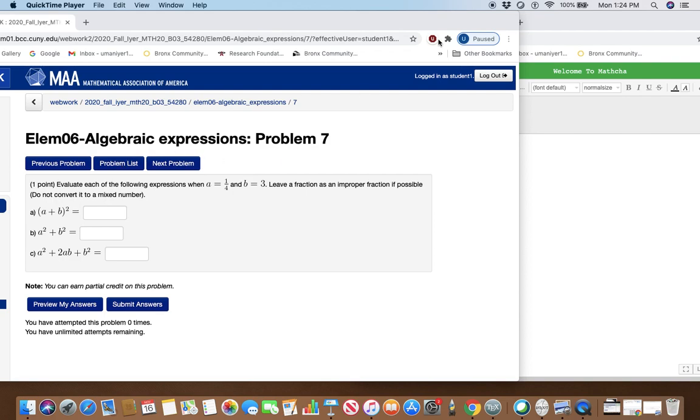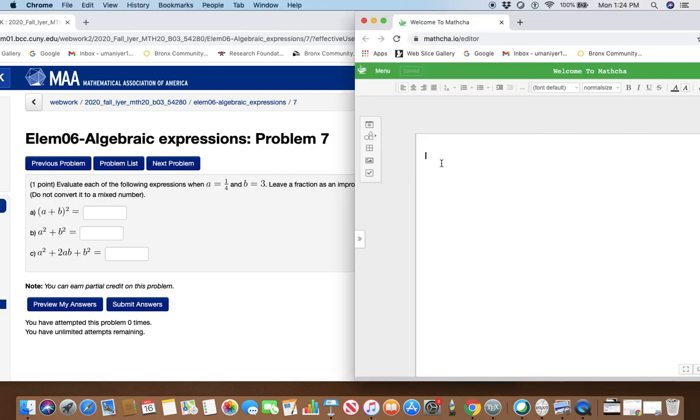At problem 7, the question is to evaluate (a + b) power 2 when a is 1/4, b is 3. So the approach is, wherever you see variables, first place parentheses. It helps in keeping track of things.